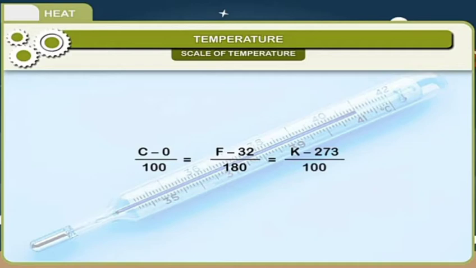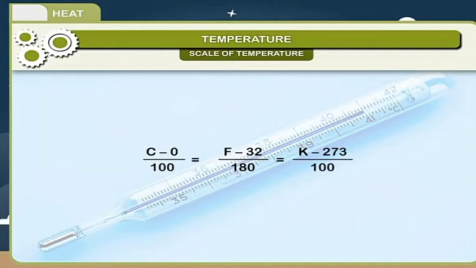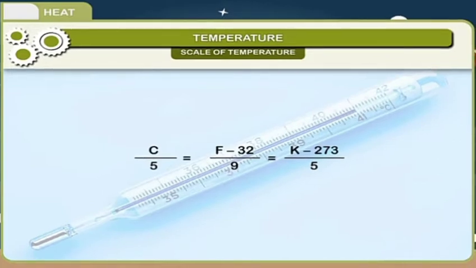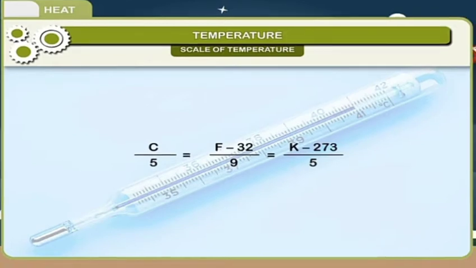So this is the formula, simplifying which we get C/5 = (F − 32)/9 = (K − 273)/5. It is a quite simple formula. Whenever we want to have a conversion between Celsius and Fahrenheit, we will use the first two members of the relation. If we want to have a conversion between Fahrenheit and Kelvin, then we will use the last two members of the relation.